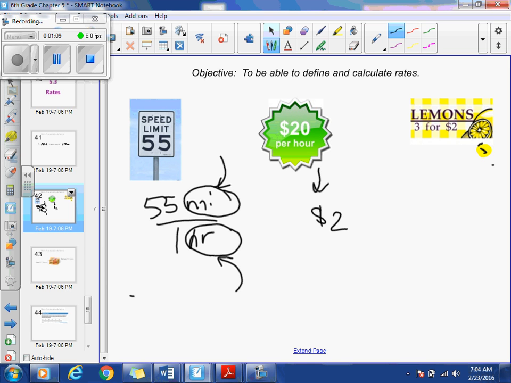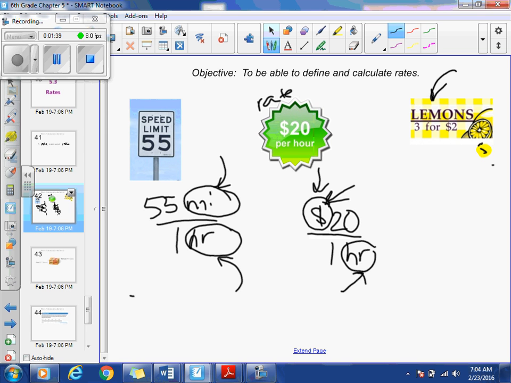Next one, $20 per hour. So this sounds like it's off of a help wanted ad. $20 in 1 hour. That's a ratio because it is saying that for every hour you work, you might not just work 1 hour, but for every hour you work, you get paid $20. It is also a rate because the units are measuring different things. So dollars is a measure of how much you get paid, and hours is a measure of time. So that is also a rate.